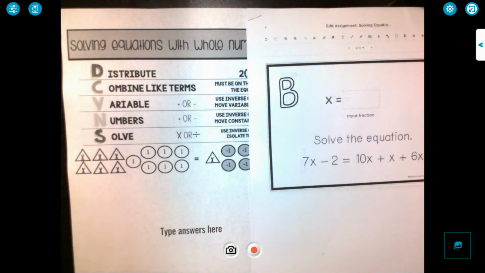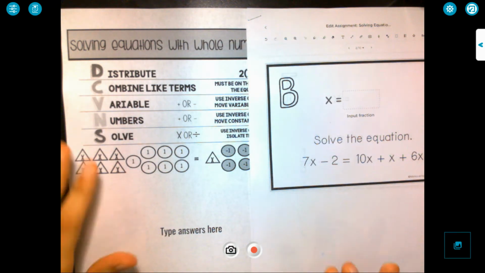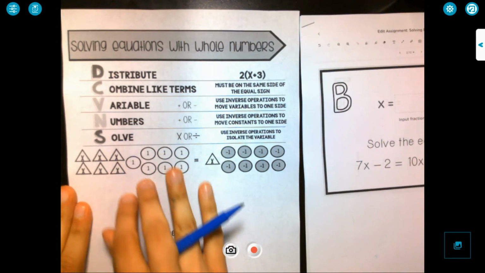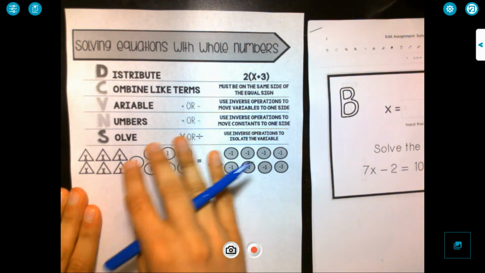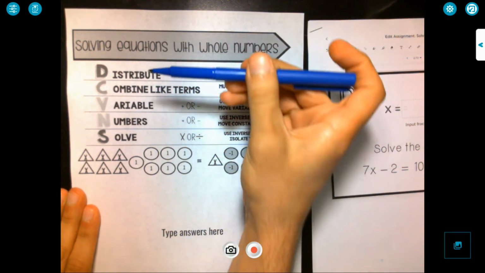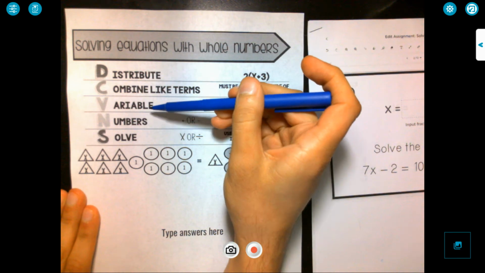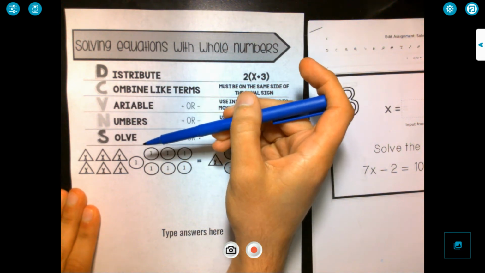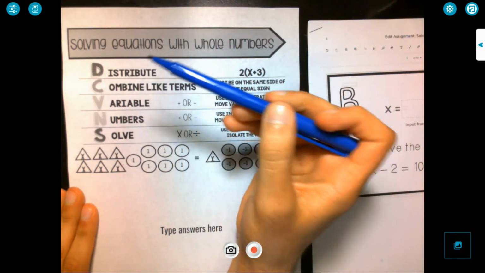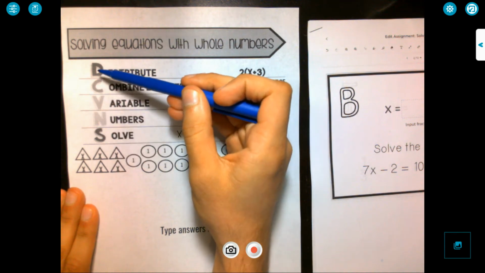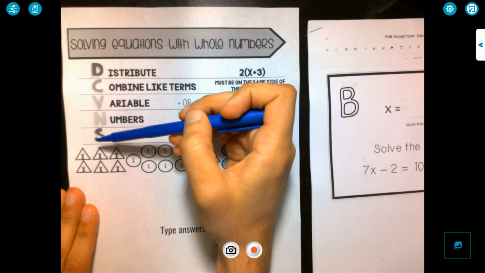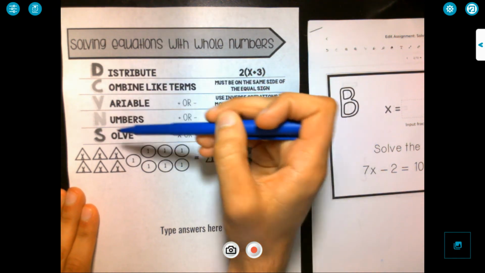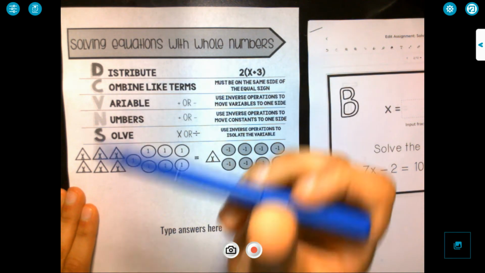Okay, so this video is going to go over solving equations from the ClassKick assignment. What I have over here on the left side is from your quarter one notes. These are the steps to solving the equations: distribute, combine like terms, variables, numbers, and solve. A mnemonic to help you remember this is dumpsters contain very nasty stuff. As long as you remember these steps to solving equations, you should be fine.